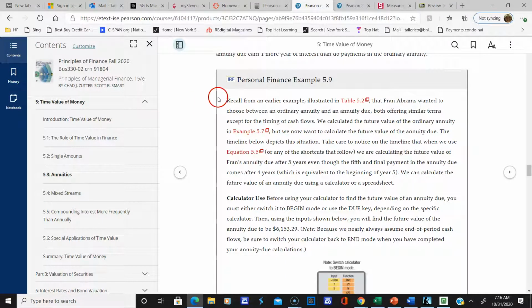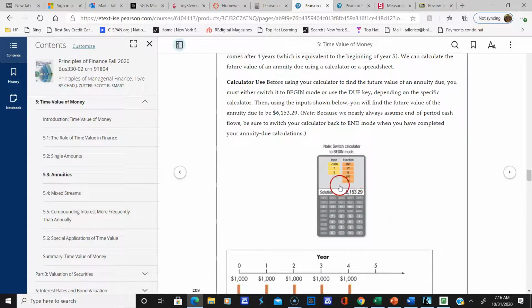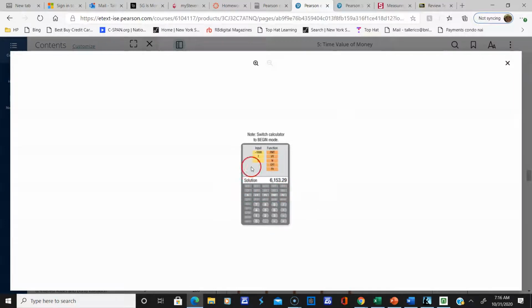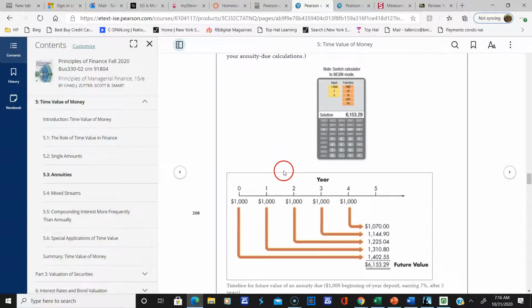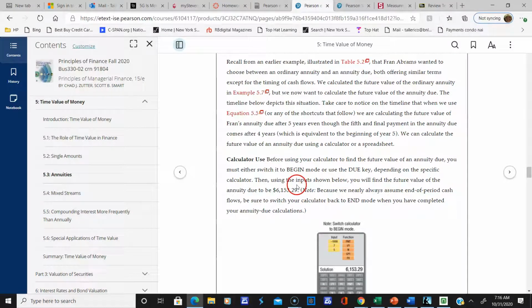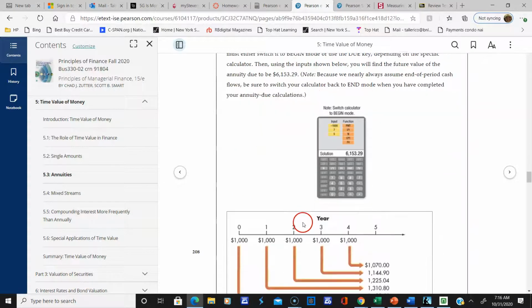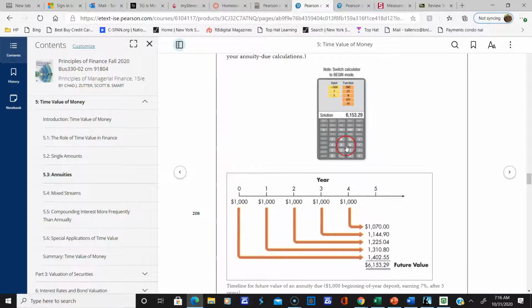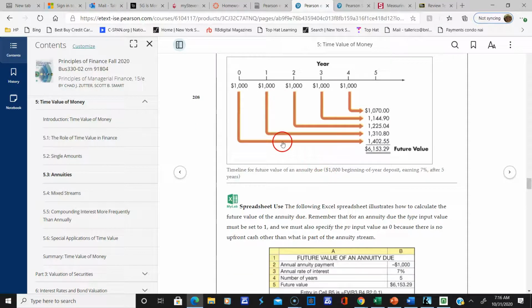And here's a nice personal finance example, and they're using a financial calculator, which I believe is active if you click on it. You can bring up the calculator here. I believe there was a calculator that was clickable and usable somewhere in here. I remember the last time we did this, there was a usable calculator. So anyway, here's the spreadsheet, the timeline version.